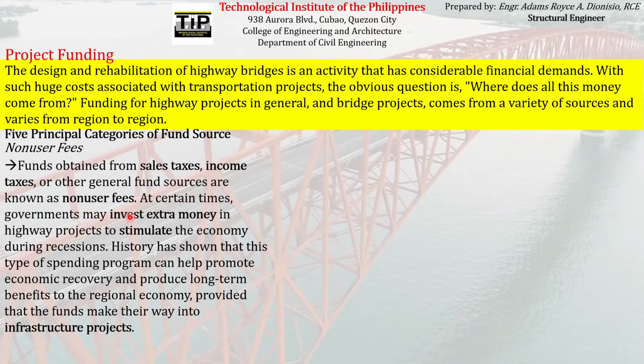At certain times, governments may invest extra money in highway projects to stimulate the economy during recessions. History has shown that this type of spending program can help promote economic recovery and produce long-term benefits to the regional economy, provided that the funds make their way into infrastructure projects. So these non-user fees that are collected are usually used by governments, who invest the extra money in highway projects to stimulate the economy, not only during recession but in general. The government uses the non-user fees collected from sales taxes and income taxes and invests them in infrastructure projects with the purpose of stimulating the economy.